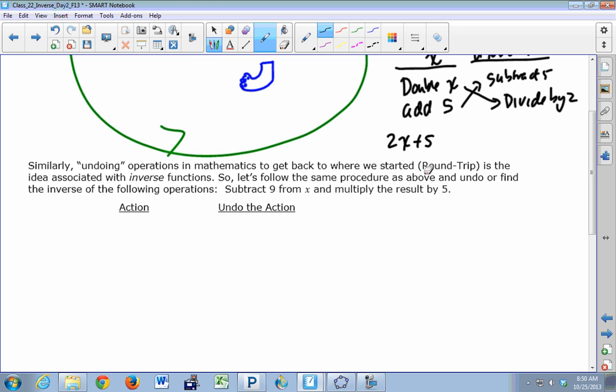So let's do the following. Let's find the inverse of the following operation. So I'm going to subtract 9 from x.